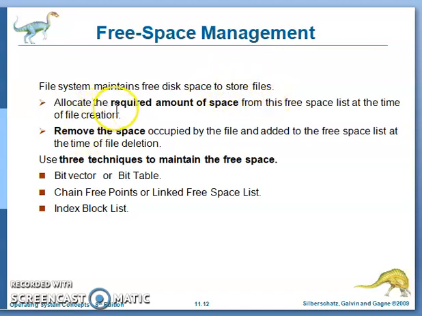So we require the amount of space at the time of file creation. So the file system allocates the required amount of space from this free space, because it maintains the number of free blocks in the disk. From that free blocks, you can allocate the space for the file at the time of file creation. And whenever you delete the file, you remove the particular space occupied by the file and add the removed space into the free space list for the next newly created files.